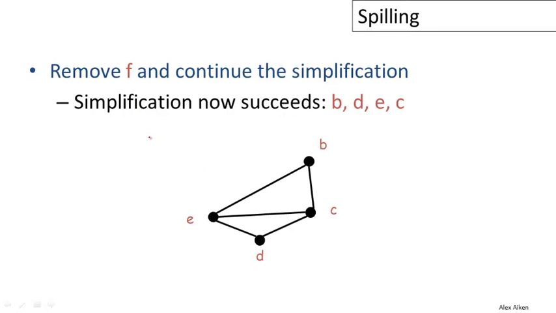So what we'll do then is remove F from the graph just like before, and then we'll continue with our simplification. And this will now succeed because once we remove F from the graph, we can see that several of the nodes have fewer than 3 neighbors, and so B and D both only have 2 neighbors. Once they're deleted, E and C will only have 1 neighbor each, and so clearly coloring will now succeed. And here's one order that will succeed with this reduced graph.